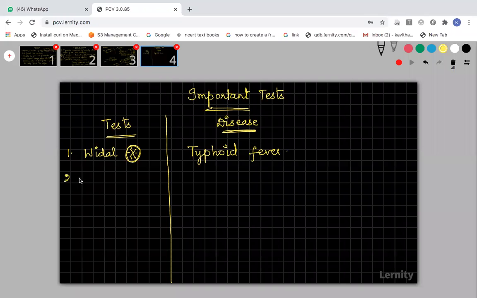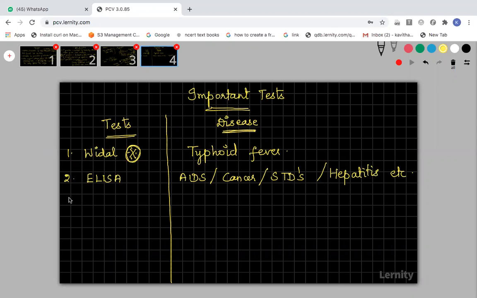The second very important one is ELISA. We already discussed this ELISA in AIDS. I told you that in AIDS, the preliminary test is ELISA and the confirmatory test is Western blotting. This ELISA is not only for AIDS. It can be used for AIDS, also for cancer. Also, it can be done for some STDs, sexually transmitted diseases. It can also be done for some hepatitis.